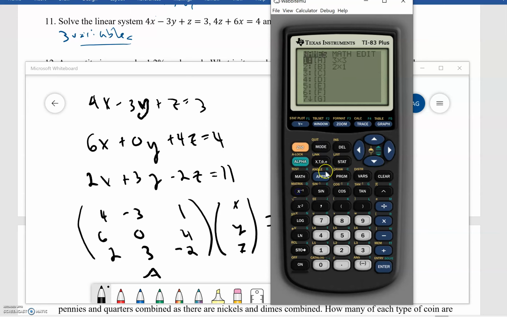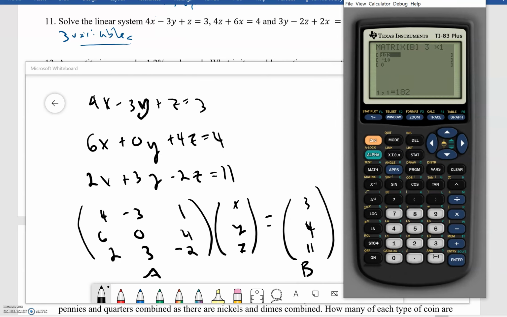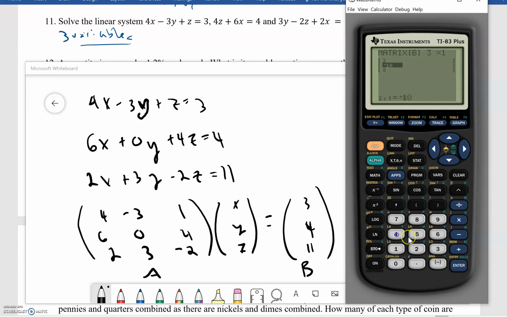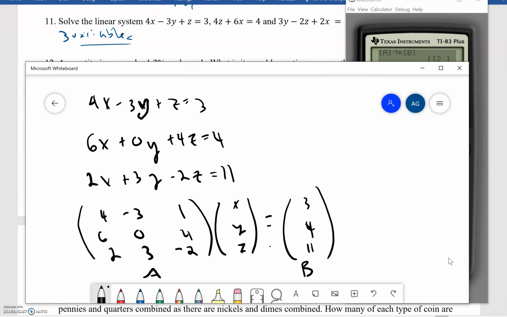So, okay. And now let's enter matrix B. This is going to be a 3 by 1, and its values are 3, 4, 11. Okay. Now I just need to call the matrices back up, invert A, and multiply it by B. And there we go, 2, 1, negative 2. So that's a Z right there. Okay.